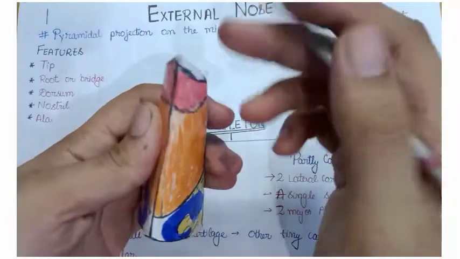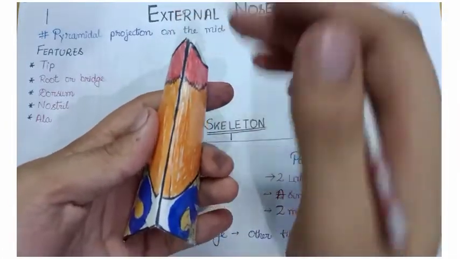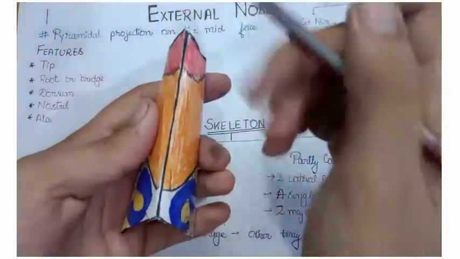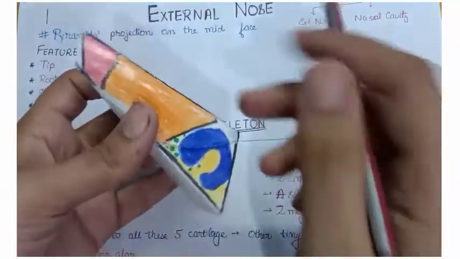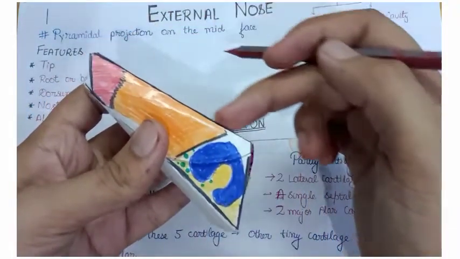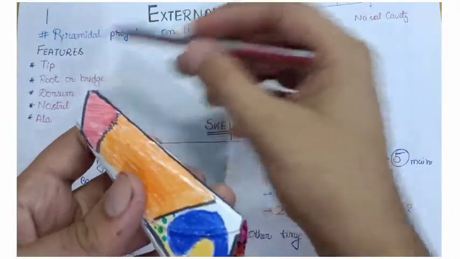This portion as I told you is the tip, and this is the root or bridge, and this vertical ridge you can see on your nose is nothing but the dorsum.